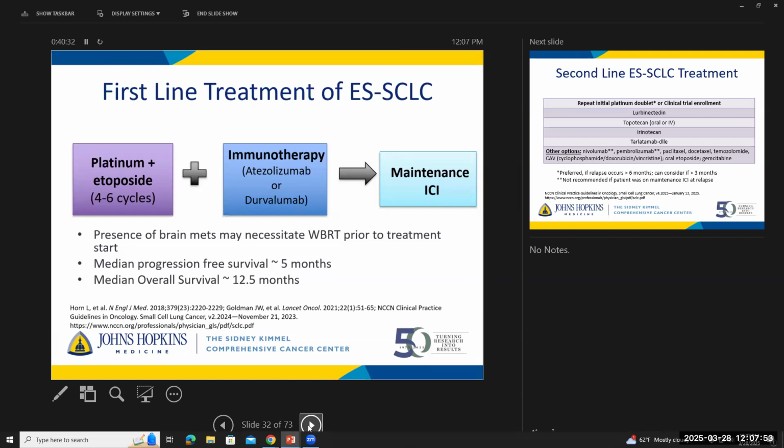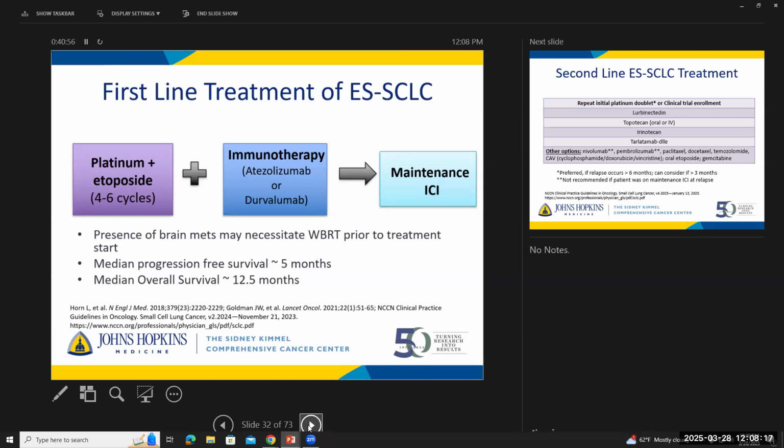Okay. And the reason here is that the addition of immunotherapy to the platinum and etoposide resulted in an improvement in overall survival of about 2 months. Okay. So these patients went from living 10 months from diagnosis to 12.5, 13 months with diagnosis. So we're improving the survival marginally. So that is why this is now kind of standard of care.